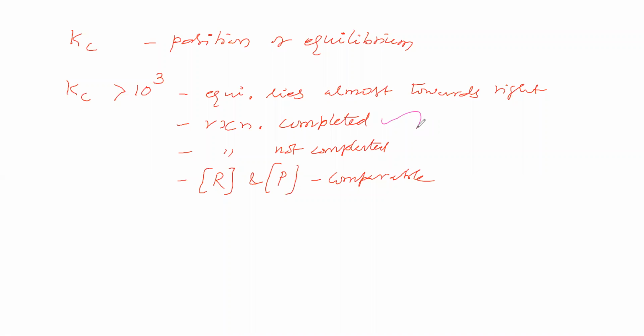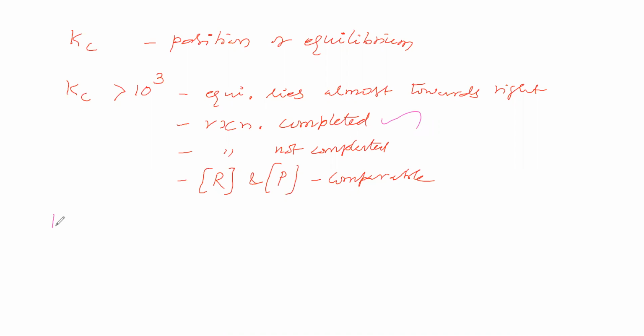Sir, when the equilibrium constant is greater than 10^3, equilibrium lies almost towards the right. This means the reaction is almost completely over. The reaction is completed. That is the meaning. Okay.